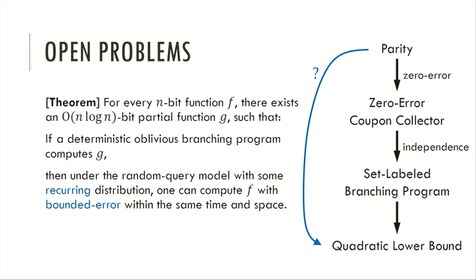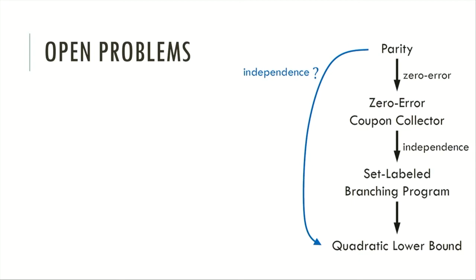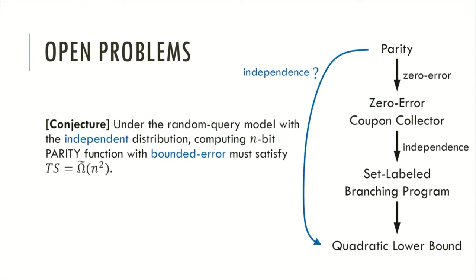and directly prove such a lower bound for parity? Ideally, it will be quadratic, but if not, anything polynomially better than trivial will be a breakthrough in time-space trade-offs of branching programs. But it still seems a little bit far-reaching, so the intermediate problem we are interested in is: what happens if we only add the independence guarantee? This is the conjecture we propose: computing bounded error parity with even independent distributions will require a quadratic trade-off between time and space.